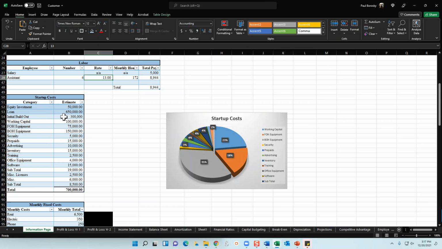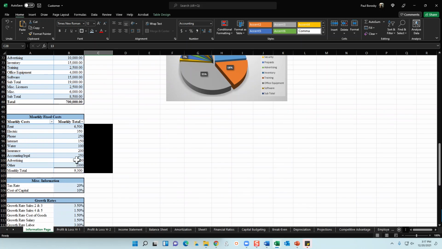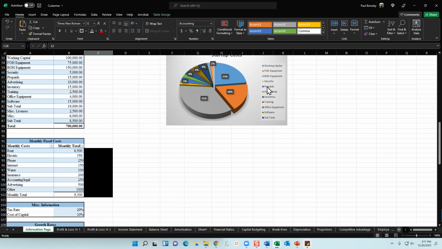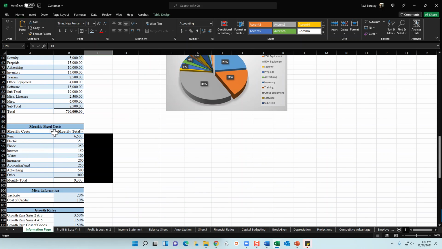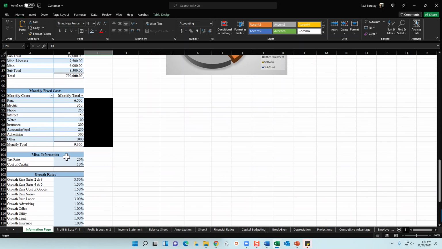Startup cost right here, we're not only going to use your startup cost in the funding request section, but we're also going to use that for the balance sheet information as well. Next is going to be your fixed cost, and here's your little chart right here. Then your fixed cost, how much you're going to be paying for rent, electric, phone, internet, insurance, accounting, advertising, and so on and so forth. These are going to be your fixed costs. These are not adjustable. I do not add additional line items to this.